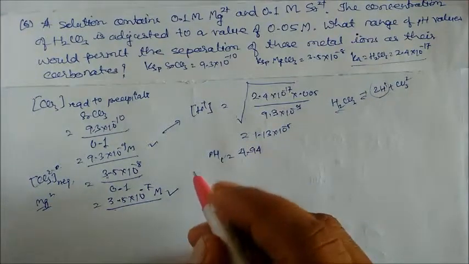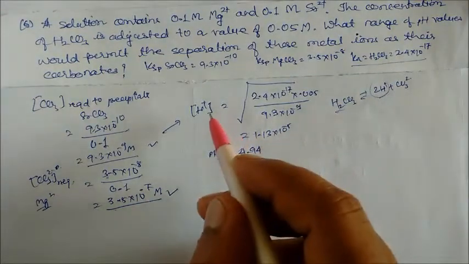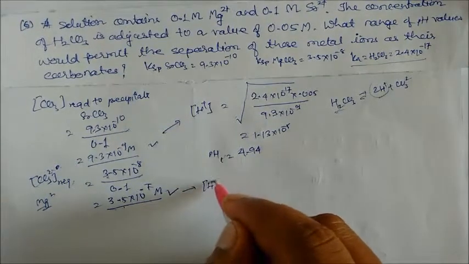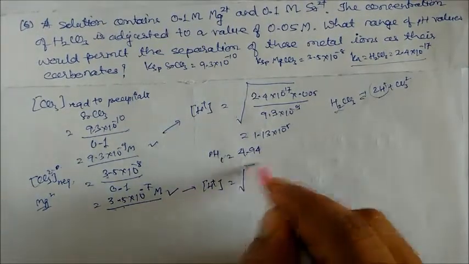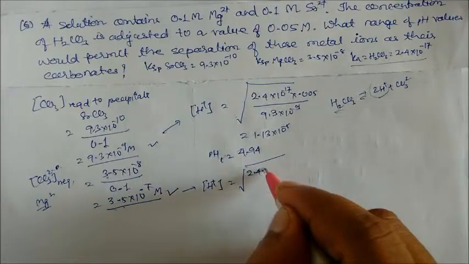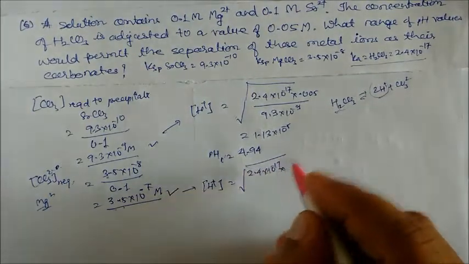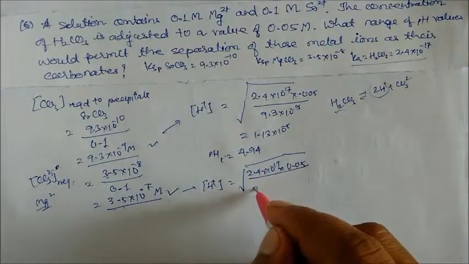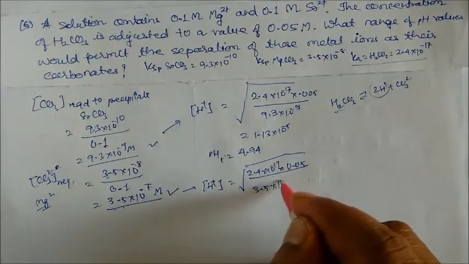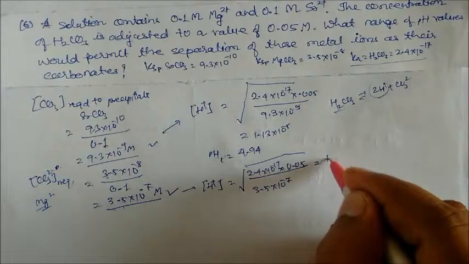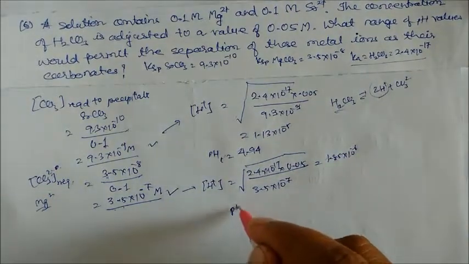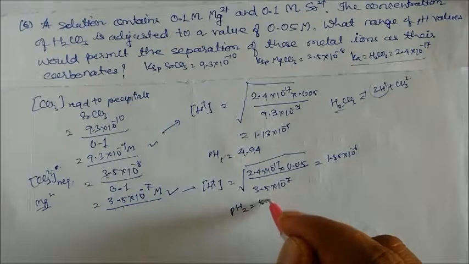Second case, when the concentration of carbonate is 3.5 into 10 power minus 7 molarity. In this case, what is H plus? We can find it: 2.4 into 10 power minus 17 multiplied by 0.05 and divided by 3.5 into 10 power minus 7 molarity. Here you will get 1.85 into 10 power minus 6. So pH2 will be 5.73.